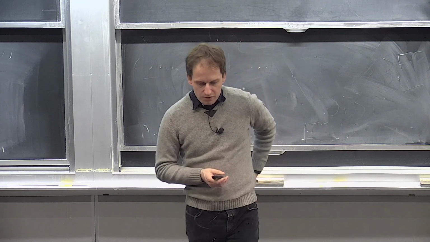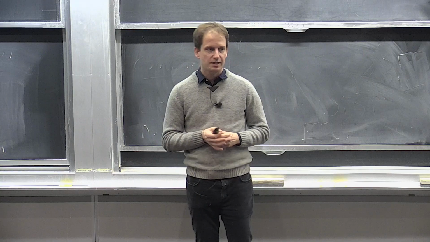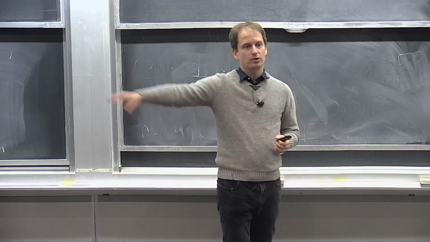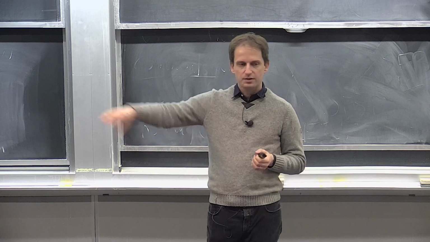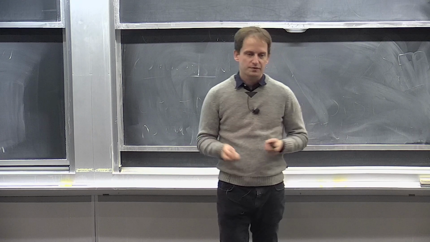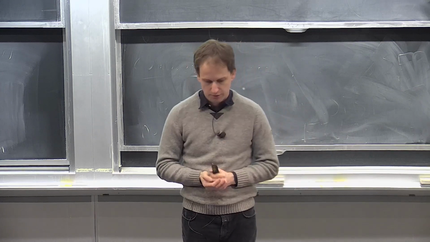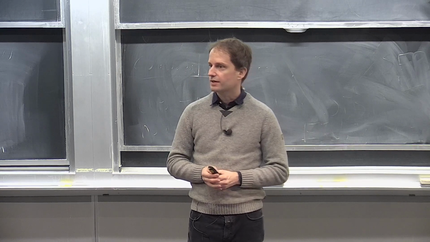And so delta is a very simple way of replacing a very complex psychology of how we think about choices over time, by saying let's just assume that people over time have a constant way of discounting the future, and it takes on this simple mathematical form of discounting exponentially. Any questions on that?